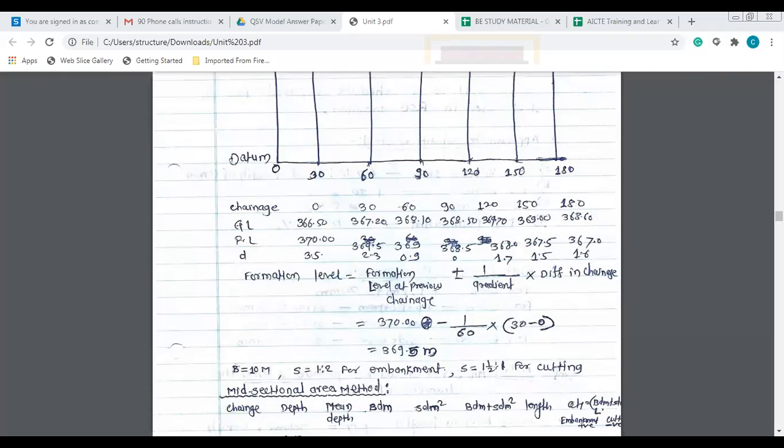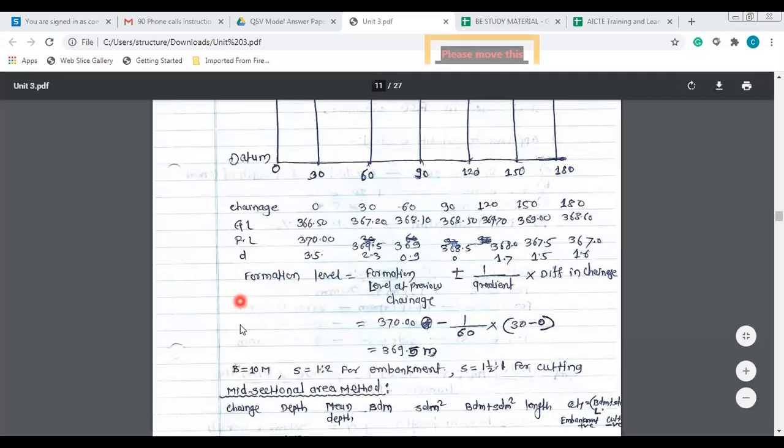Do the calculations fast. You have to use the simple formula. Formation level at 60 meters equals formation level of previous chainage. Now what is the FL at previous chainage? You have calculated that, 369.5. Just check this calculation. If it is correct, then it is okay.